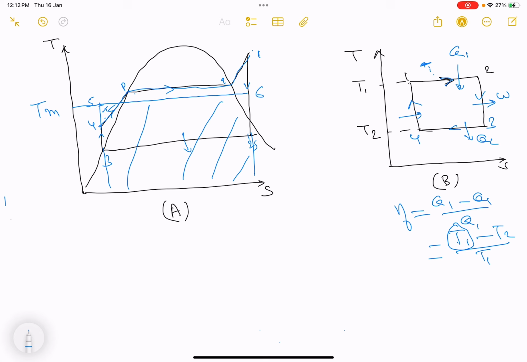Now how would you find it out? Let's first find out the heat added from 4 to 1, right? This is the line 4 to 1. What is the heat added? How would you find it out?